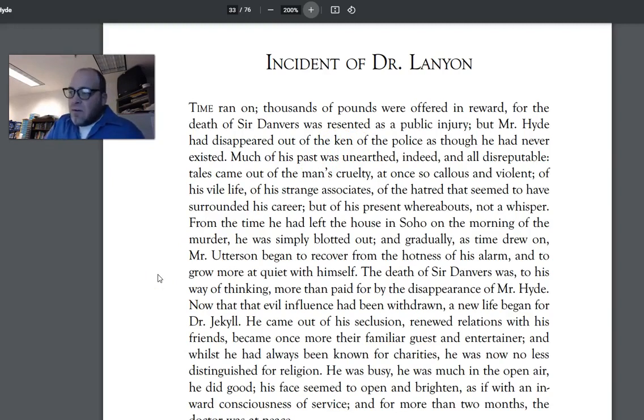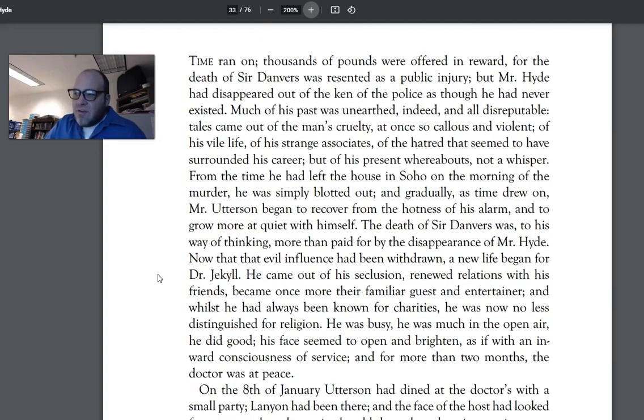Much of his past was unearthed, indeed, and all disreputable. Tales came out of the man's cruelty, at once so callous and violent, of his vile life, of his strange associates, of the hatred that seemed to have surrounded his career, but of his present whereabouts, not a whisper. From the time he had left the house in Soho on the morning of the murder, he was simply blotted out. And gradually, as time drew on, Mr. Utterson began to recover from the hotness of his alarm and to grow more quiet with himself. The death of Sir Danvers was, to his way of thinking, more than paid for by the disappearance of Mr. Hyde.